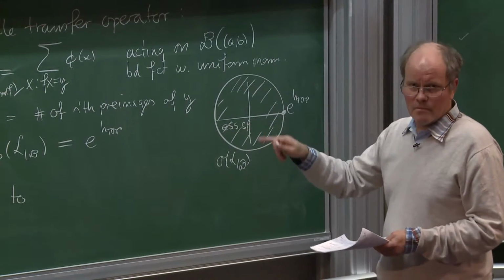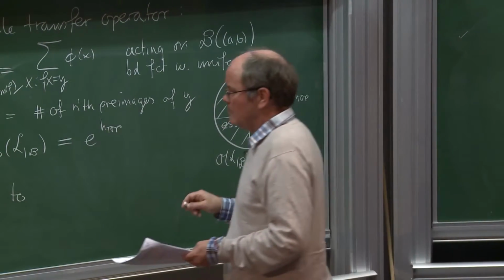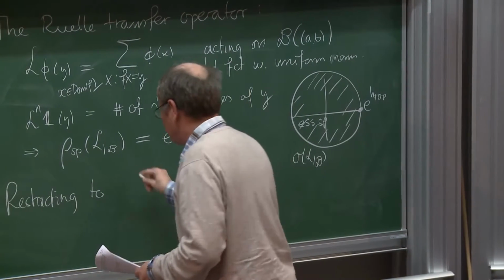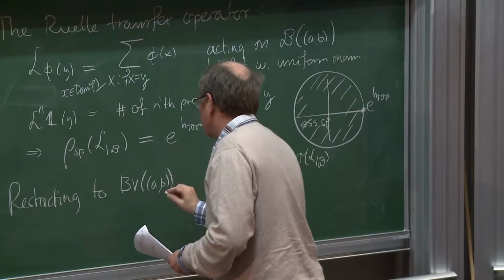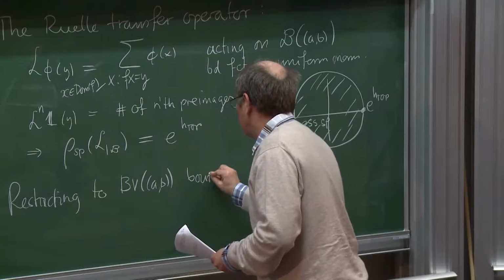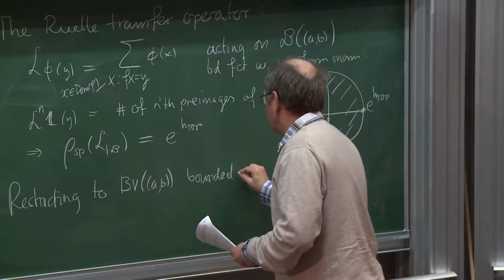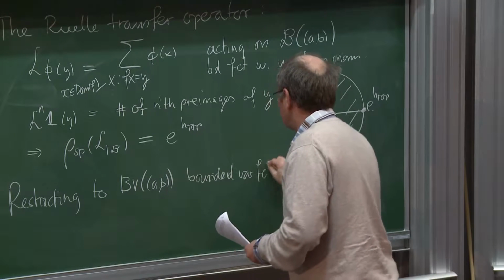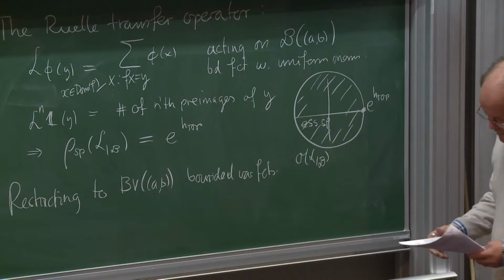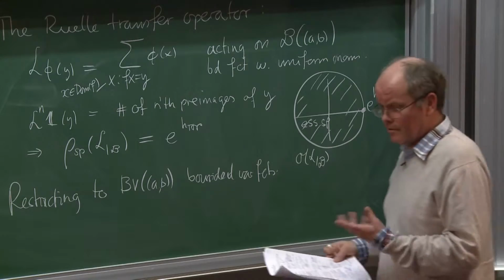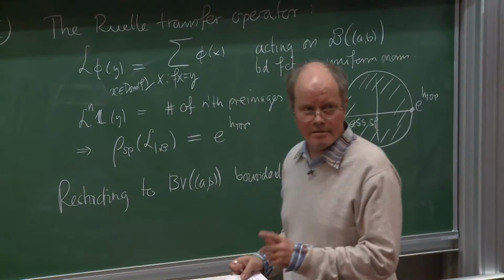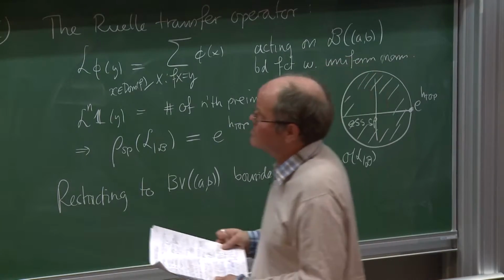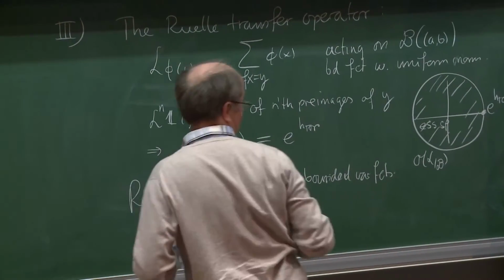So, let me say what happens when you restrict to the space of bounded variation functions. Now, in that case, it turns out that the essential spectral radius will shrink, at least if the topological entropy is positive.